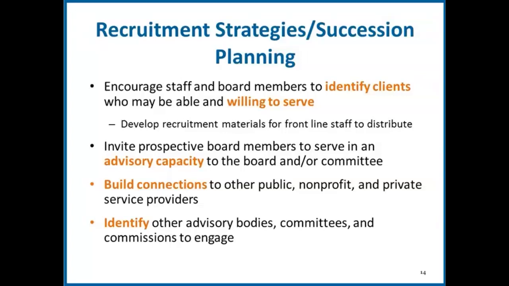So try to cast that broad net and look for folks who are engaged more broadly in the community, but also probably have some of those skills and abilities that you'd want to recruit to be on your board. Those are really great sources of folks who are probably more civic-minded, who have some experience serving in that advisory capacity, who could potentially make good board members.